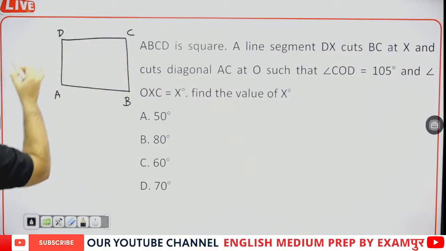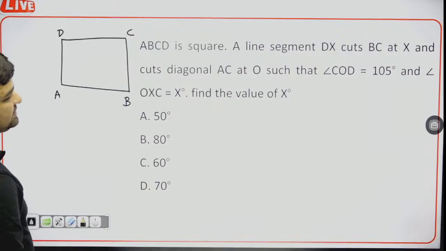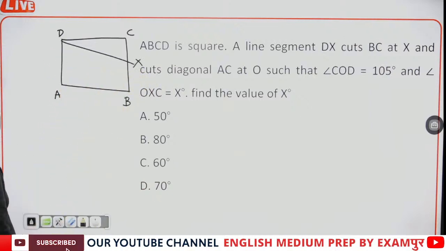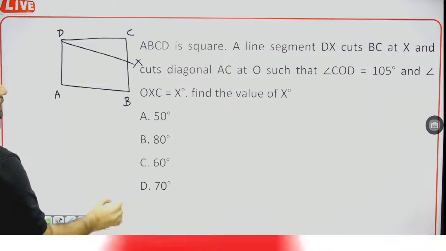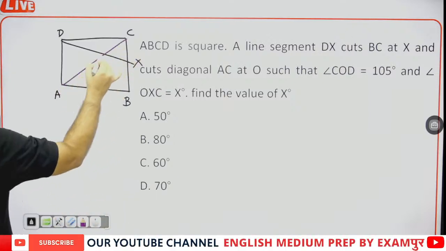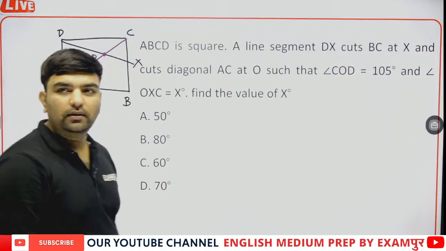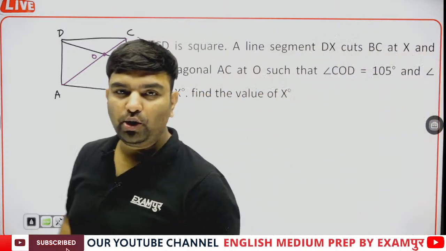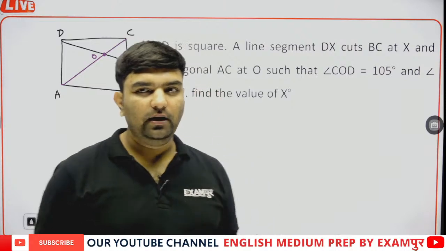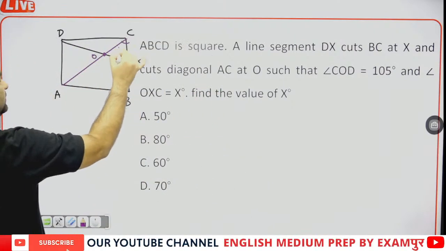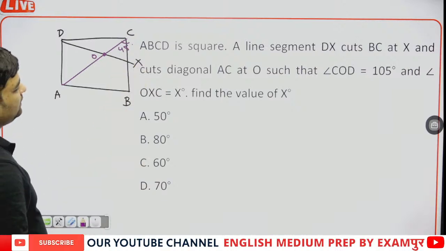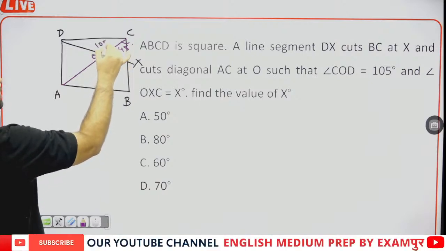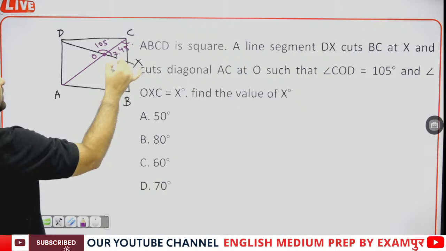ABCD is a square. A line segment DX cuts BC at X and cuts the diagonal AC at O. Guys, the diagonal is an angle bisector as well. Do you remember this? That the diagonal is an angle bisector as well. So this is 45. Angle COD is 105. So this is 75.